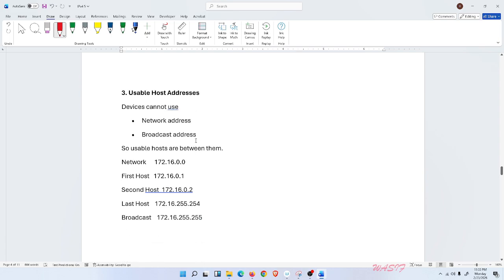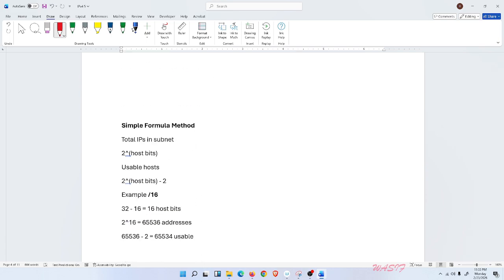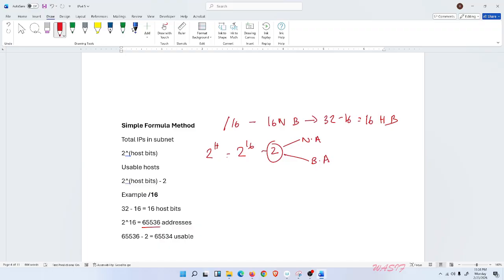Now usable hosts. Again, you know how many host bits you have in class B. Class B is /16, so there are 16 network bits. Therefore you have a total of 32 minus 16 equals 16 host bits. The formula for finding the number of IP addresses is 2 to the power of host bits, which is 2 to the power 16. So 2 to the power 16 is 65536, and you need to subtract 2. Why? Because there is a network address and a broadcast address. They cannot be assigned to any device. So you will have these many usable IP addresses.